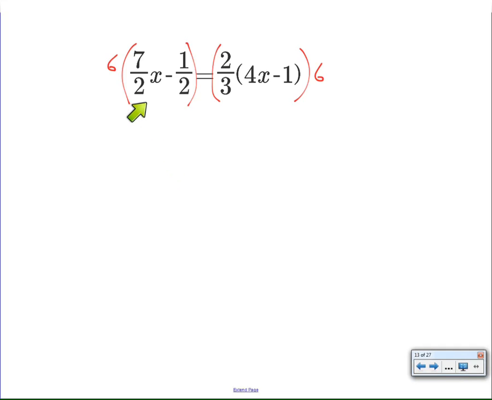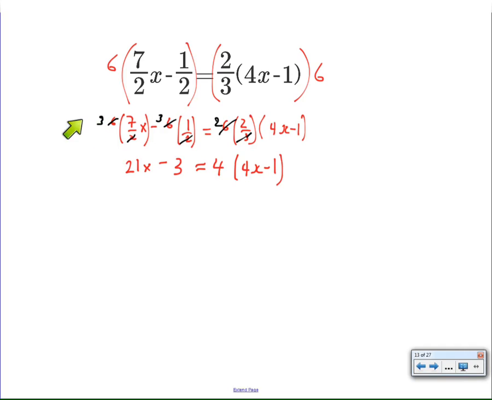Once again, we look at the 2 and the 3, all the denominators combined, and think of a number that both 2 and 3 divide into. In this case, 6 is the smallest number I can think of. I distribute the 6 into everything before I do any multiplication at all. On the left-hand side, we can see we're going to divide out.